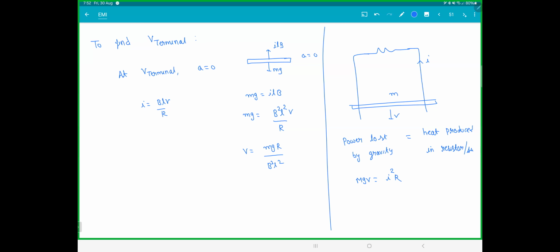You can even argue like that. mgv is equal to I square R. You end up there, you'll get the same thing. I is equal to BLV by R. Substitute, you'll get the terminal velocity. But this is another way using the energy method. The energy lost by the rod per second is the heat produced in the resistor per second. Make sense?